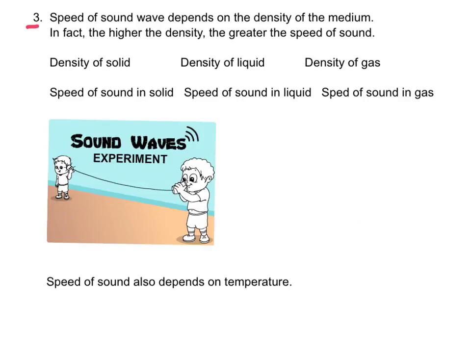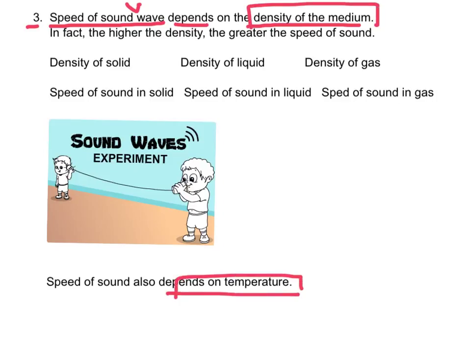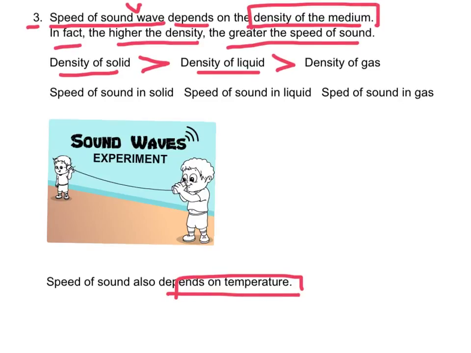The third nature of sound wave is that the speed of sound wave v depends both on the density of the medium and on the temperature. In fact, the higher the density, the greater the speed of the sound. Since the density of solid is greater than the density of liquid, which is greater than the density of gas, therefore, the speed of sound in solid is greater than the speed of sound in liquid, which is greater than the speed of sound in gas.